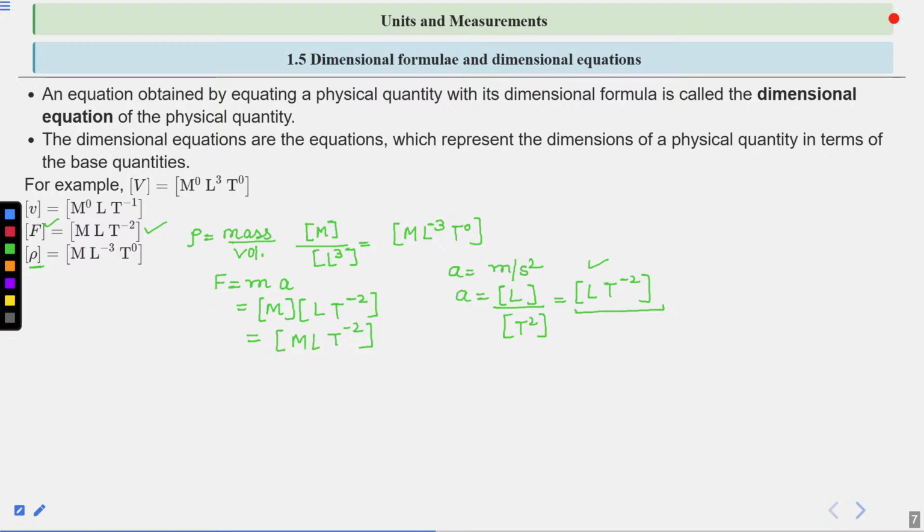Okay. And this is the velocity. I hope this is clear. More about the dimensional formula for the coefficient of viscosity we will learn in the next slides.